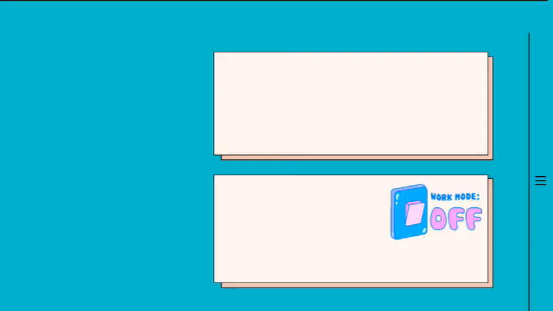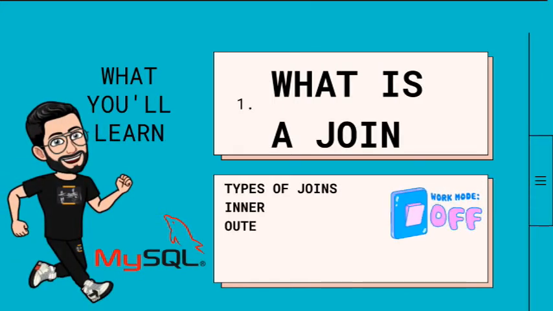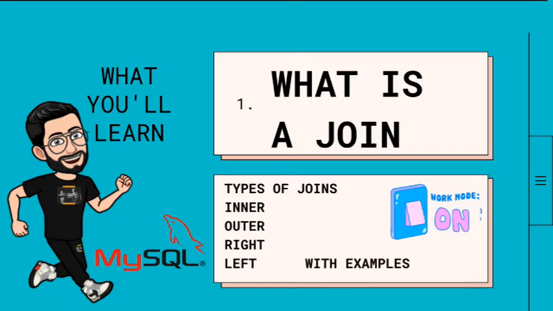So in today's lesson, we are going to discuss everything about joins. What is a join? Why do we need a join? What are the different types of joins: inner, outer, right, and left, and how do we use them, with each and every example and code to show you how we are going to perform it.